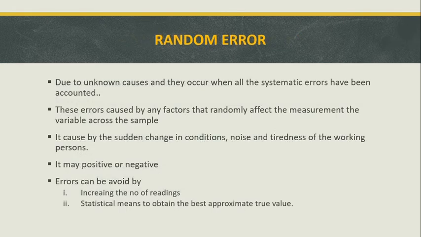Then random error. A random error occurs when all the systematic errors have been accounted for. These errors are caused by factors that randomly affect the measurement of the variable across the sample. It may be caused by sudden change in the conditions, noise, and tiredness of the working persons. It may be a positive error or a negative error. We can avoid these random errors by increasing the number of readings and using statistical means to obtain the best approximate value. We should take the statistics of the number of readings and get the approximate true value.